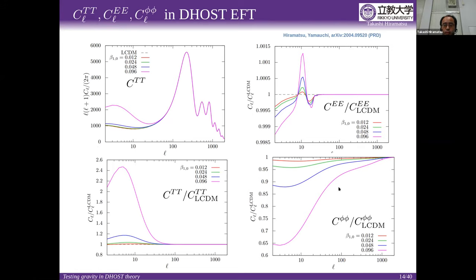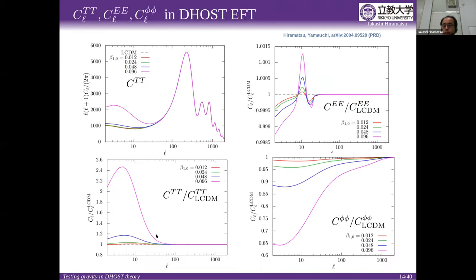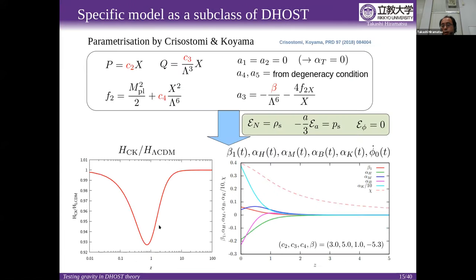And the bottom right panel is the lensing potential. Actually, it looks like the GLPV case. Up to here, we employed the EFT approach. I mean, we fix the background geometry to be the lambda CDM. Here, we demonstrate a concrete model proposed by Crisostomi and Koyama. In this model, the arbitrary functions of the theory are specified in this way. Here, C2, C3, C4, and beta are constants. The alpha and beta parameters are written by these functions and evolve in this pattern.